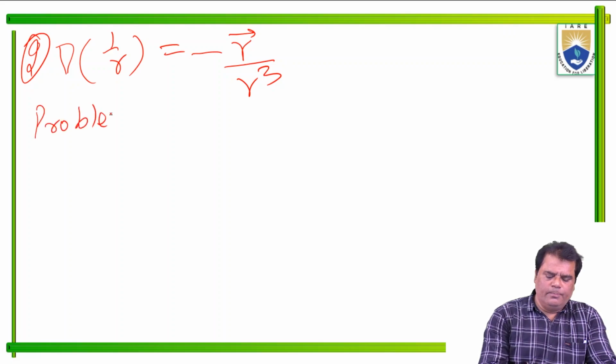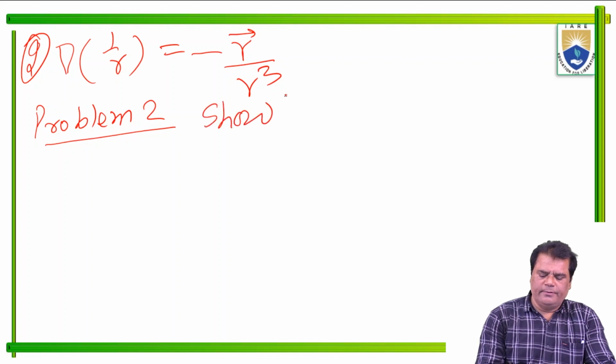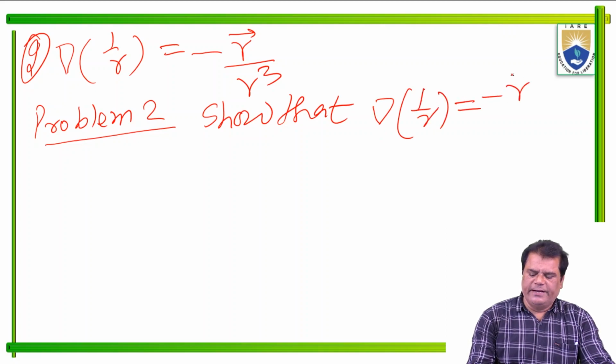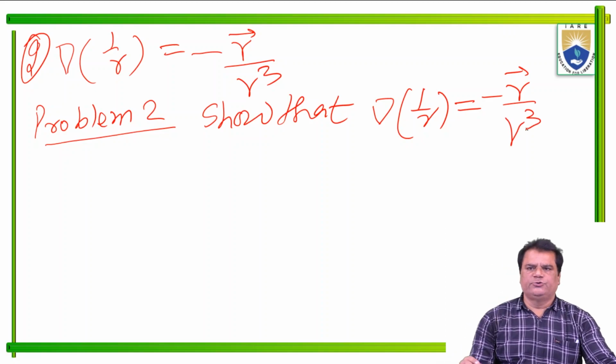Problem 2. Show that del of 1 upon r equals minus vector r upon r cube. How can we show this?